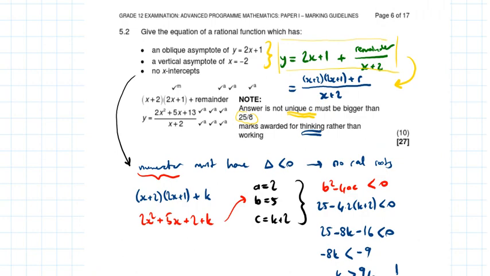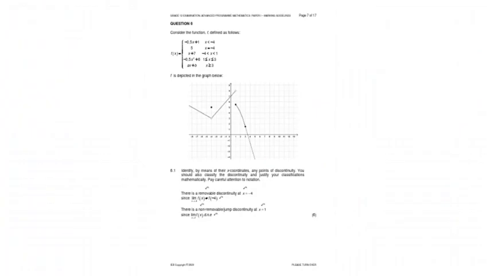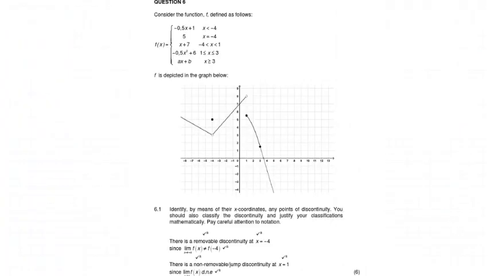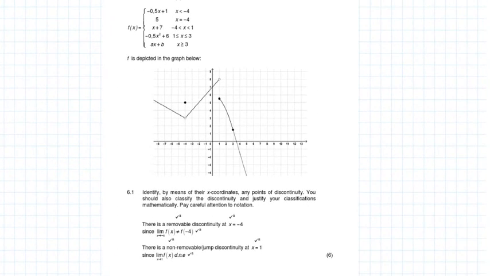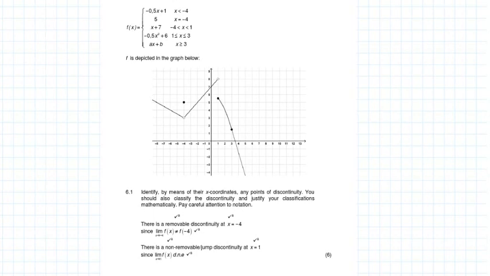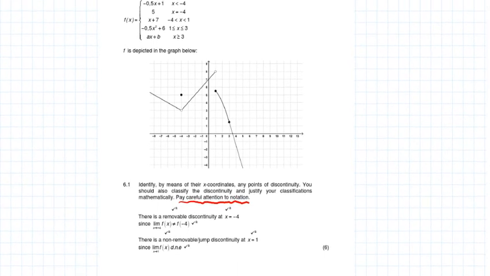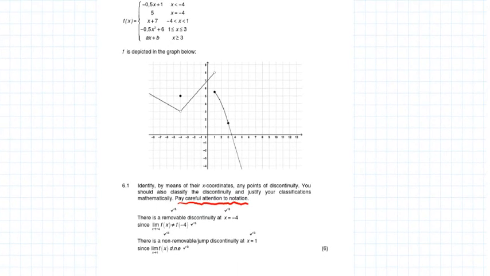Okay, question 6. It's a piecewise function given, and the graph is given as well. Pay careful attention to notation. That's why I will leave you with the memorandum. Be careful what to write. There is a removable discontinuity. So we will classify. It's a 6-mark question.